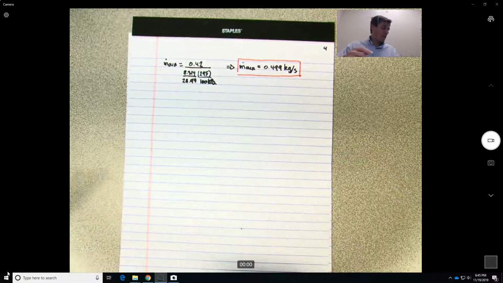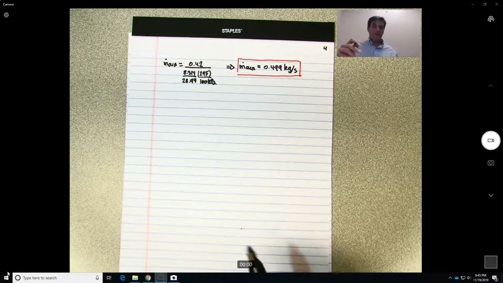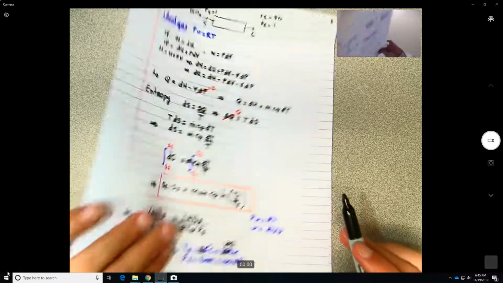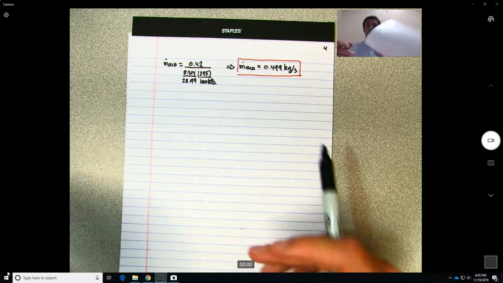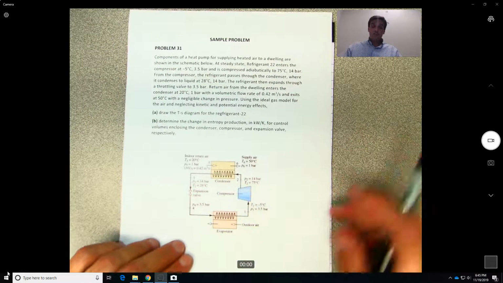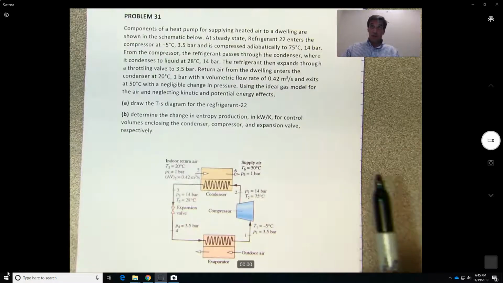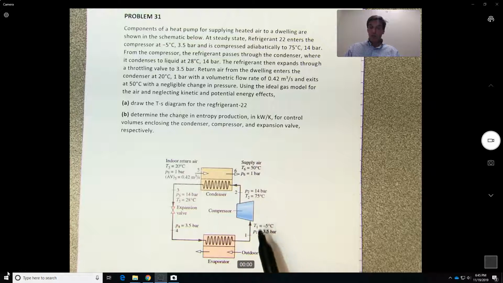Okay, so that means that now we know everything about the air to find the change of entropy for the air. But let's find out what will be the change of entropy for the refrigerant. So the same way we needed to know the mass flow for the air in order to find the total change in entropy for the air, we need to do one for the refrigerant.